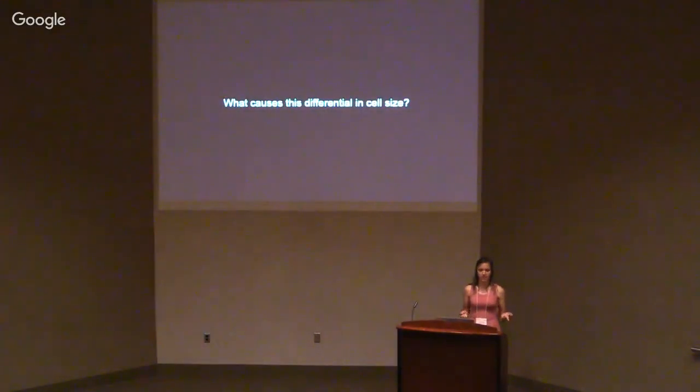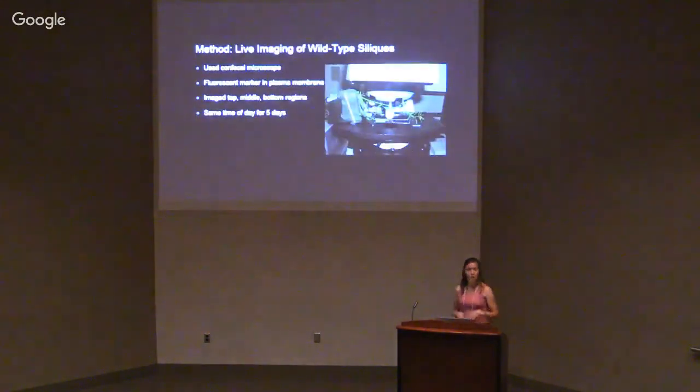So what might be causing this differential in cell size? In order to investigate this, we use a method called live imaging, which allows us to look at these cells and how they change as the silique matures from stage 14 to stage 17. To do live imaging, we take a wild-type plant that has been transformed with a fluorescent marker in the plasma membrane, and we take the whole thing, pot and all, and put it under the confocal microscope. We use the confocal to take images of the top, middle, and bottom regions of a silique of interest, and we do this every day for a period of 5 days.